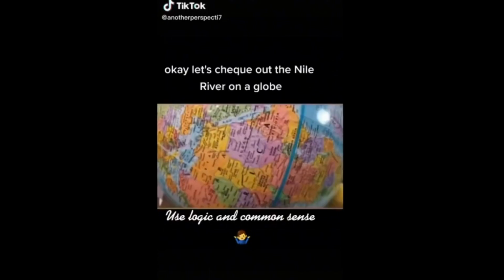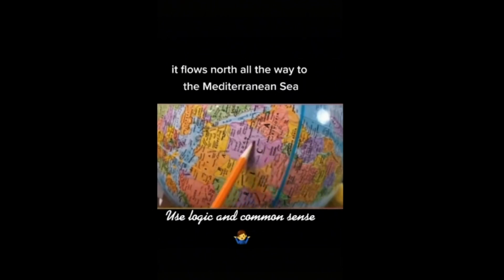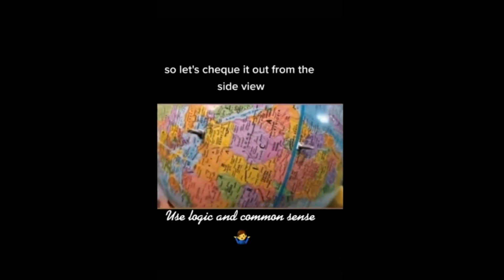Okay, let's check out the Nile River on a globe. So here's Lake Victoria. It flows north all the way to the Mediterranean Sea. So it goes from here to here. So let's check it out from the side view.